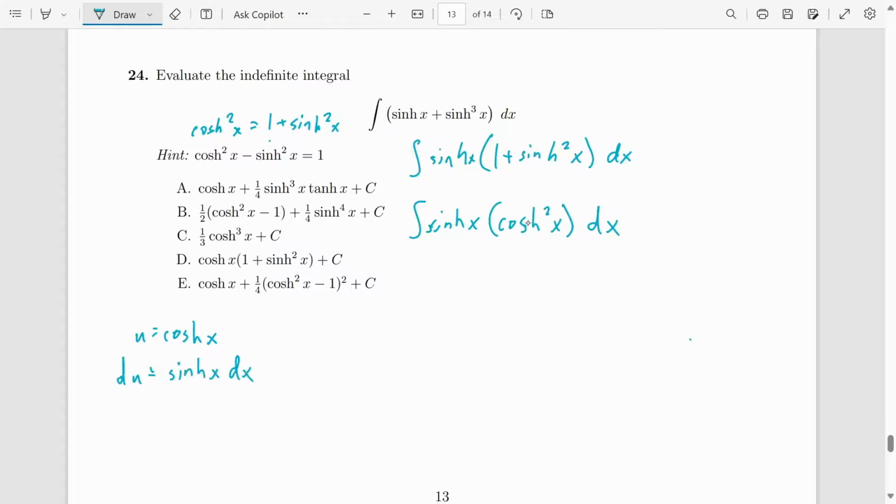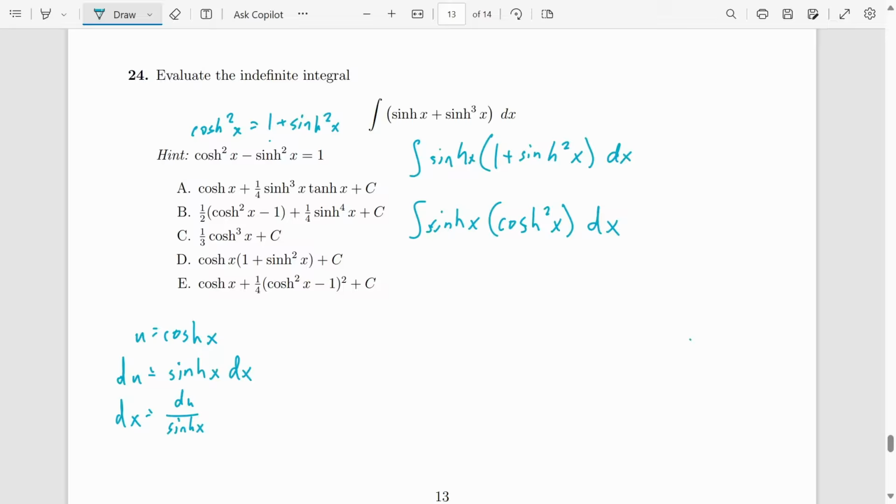And then it's dx. It's very important that for the u substitution you don't forget the dx there, because what we're going to do next is solve for it. So we're basically going to divide both sides by sinh. So dx equals du over sinh x.